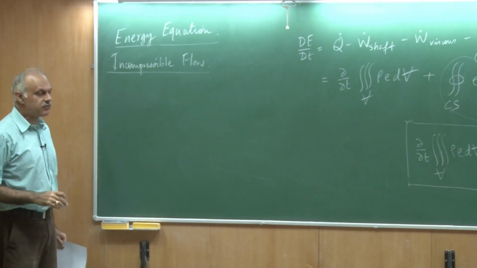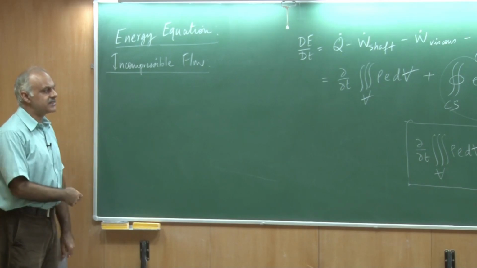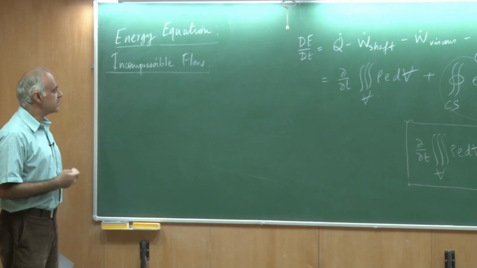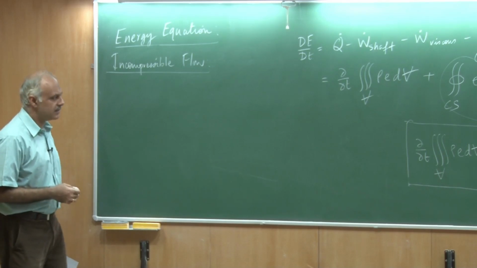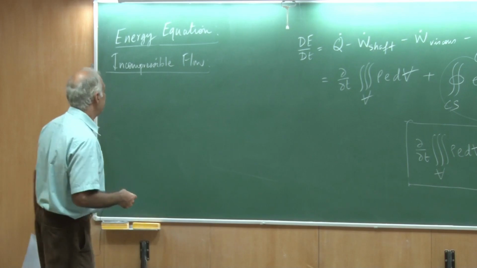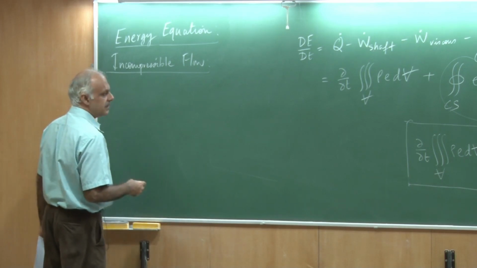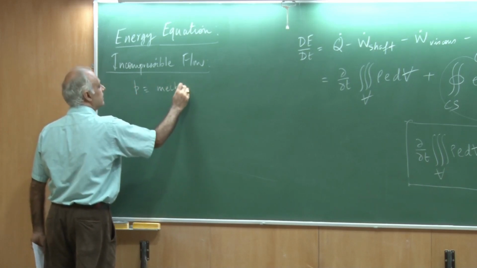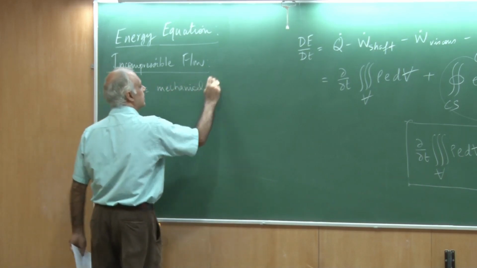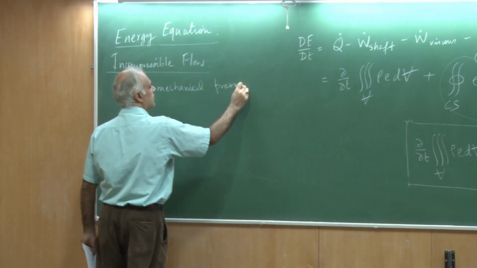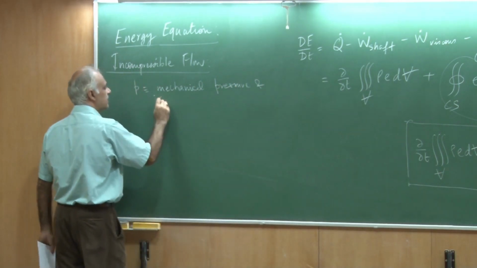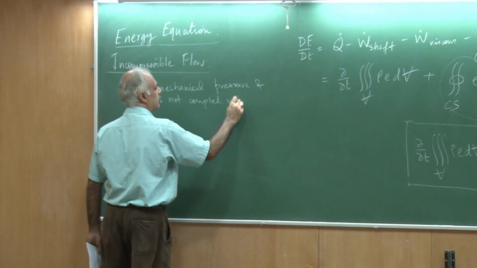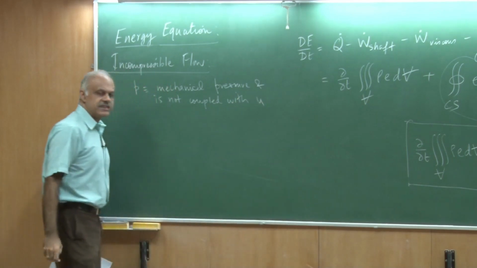So in addition to the flow being steady and one dimensional at the inlet and the outlet ports, we are going to additionally assume the flow is incompressible. Now please recall that if the flow is incompressible, then P is a mechanical quantity. It's a mechanical pressure and is not coupled with U, which is the internal energy.